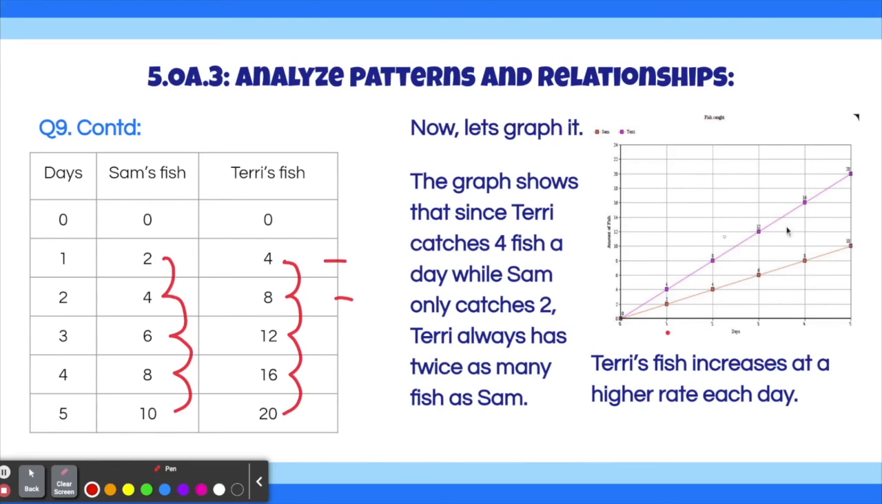And it keeps on going until day 5, when Sam has 10 fish and Terry has 20 fish. So we can see that Terry always has twice as many fish as Sam, because every day when Sam catches 2, Terry catches double that, which is 4. And Terry's fish increase at a higher rate each day since she catches more per day.